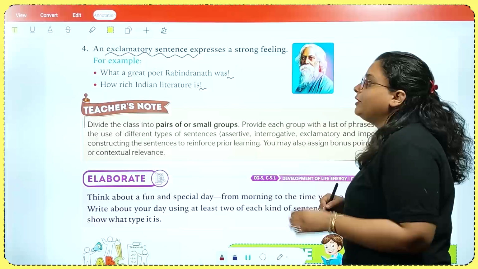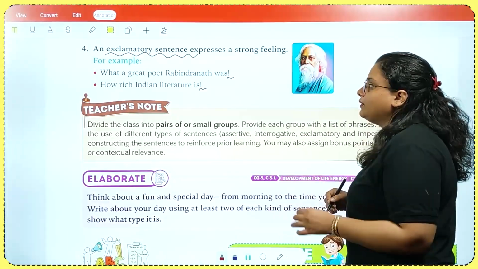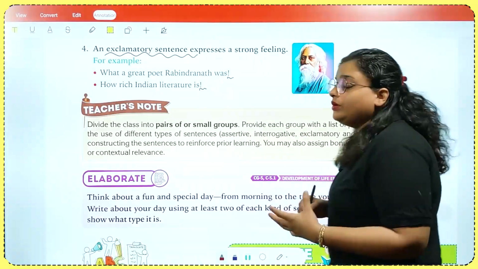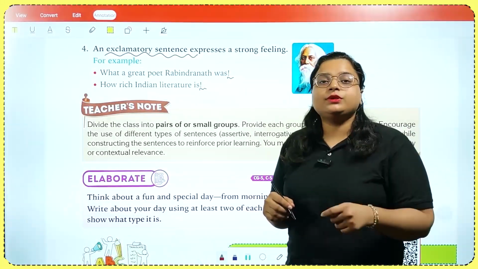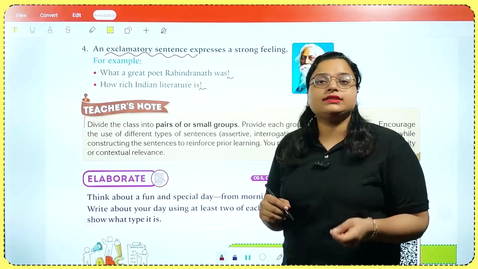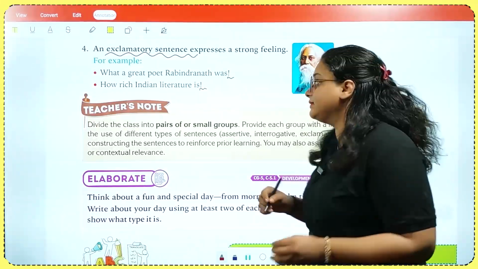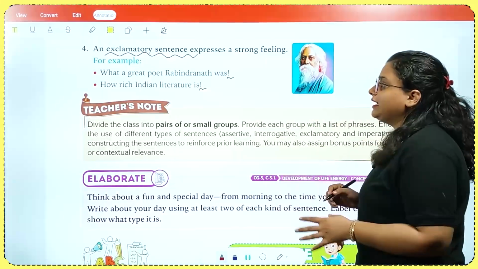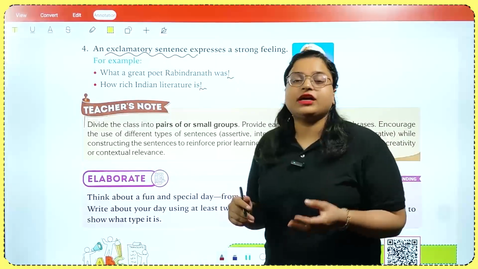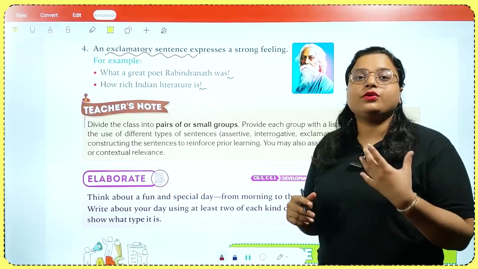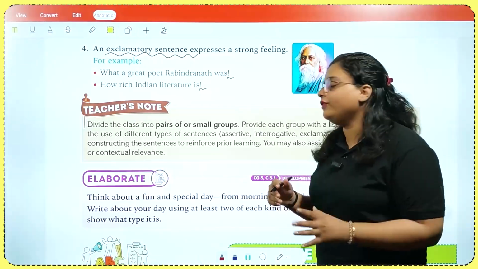Let's read the example. What a great poet Ravindranath was. तो हम लोगों ने क्या बोला, रविंद्रनाथ कितने अच्छे पोएट थे. So we are actually delighted or we are surprised by his excellence. Then how rich Indian literature is. Now we are talking about Indian literature and we are surprised or we are praising the literature of India.